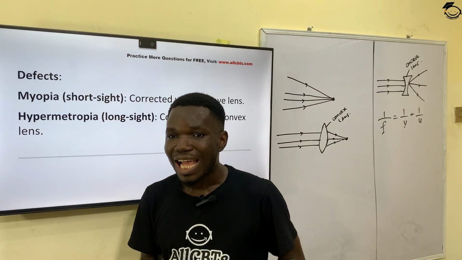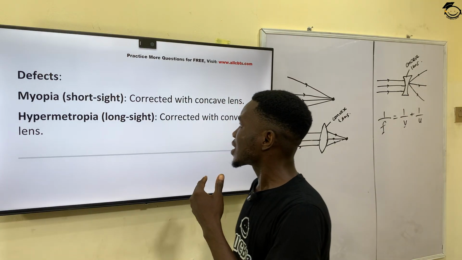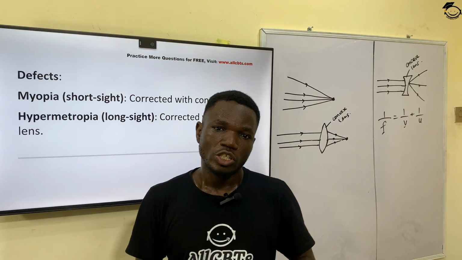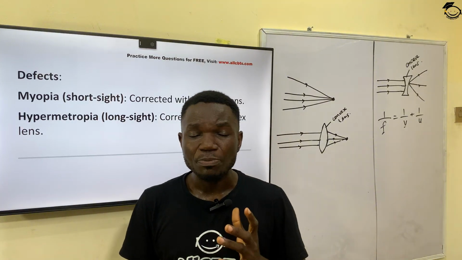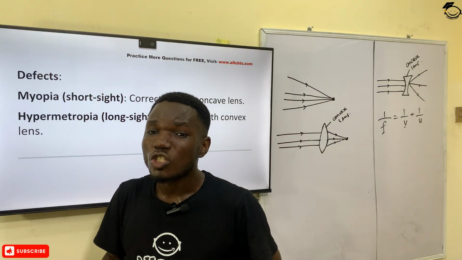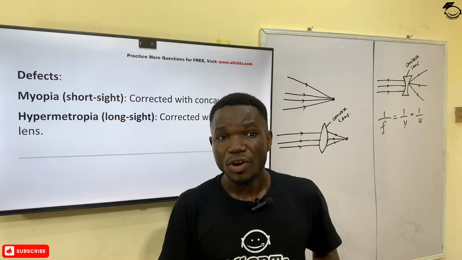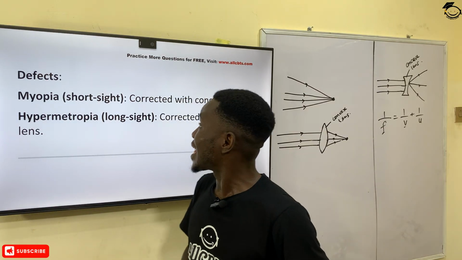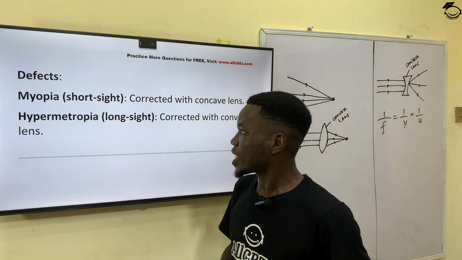Moving on. So let's talk about the defects of the eye. The first defect of the eye is myopia, or short-sightedness, and this can be corrected using a concave lens. Short-sightedness means that this person can only see close objects, and if the object is very far, the person cannot see it, and that is what? Short-sightedness, and that is corrected using a concave lens.